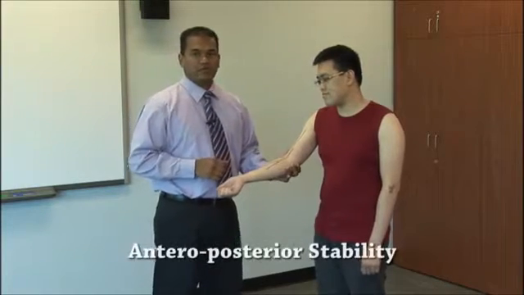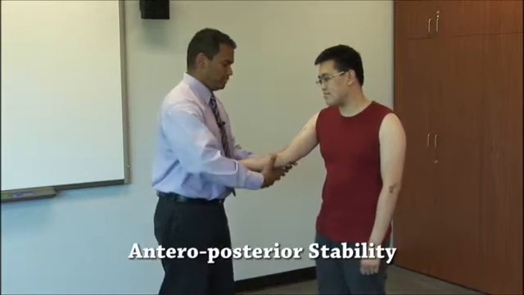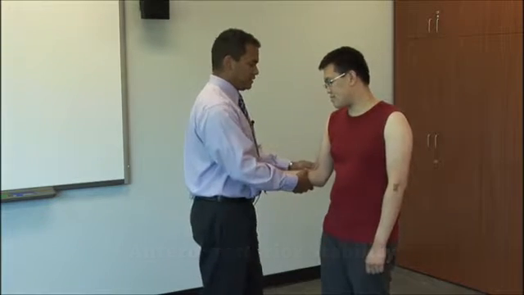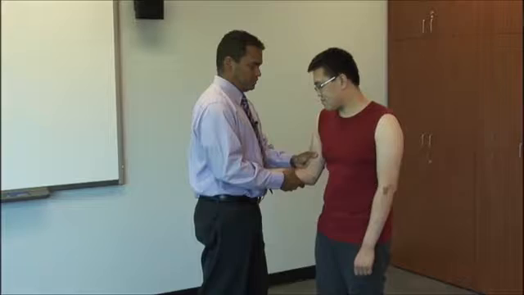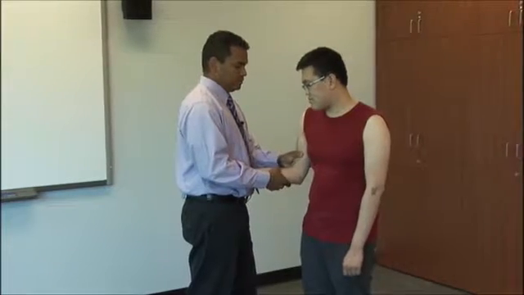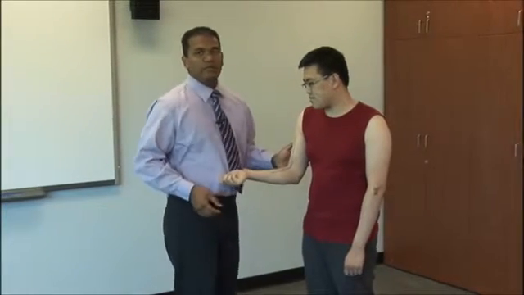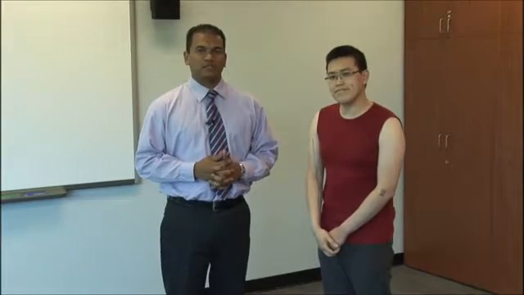For anterior-posterior stability, grasp the forearm with the elbow flexed at 90 degrees. Then push and pull on the humerus. There should be no movement. If movement occurs, this suggests bony destruction.